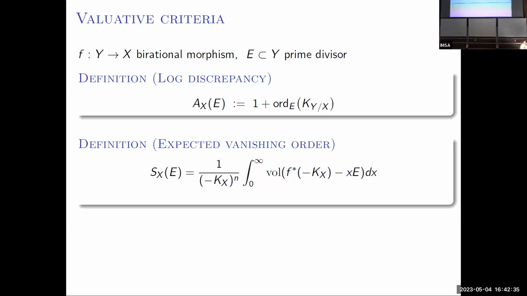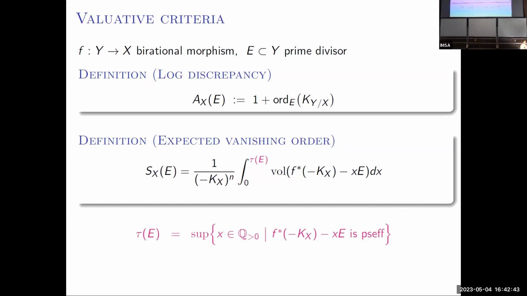Let me make a few comments about this notion. First of all, even though I defined this as an infinite integral, it turns out that it can be computed at a finite level. So I define what we call the pseudo-effective threshold. Remember, X is Fano, so the anticanonical class is ample. So if I take the pullback, this is something.